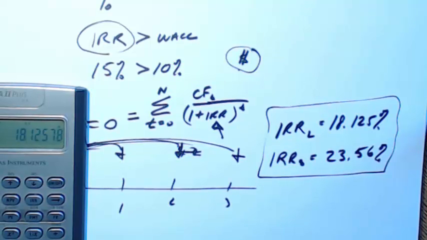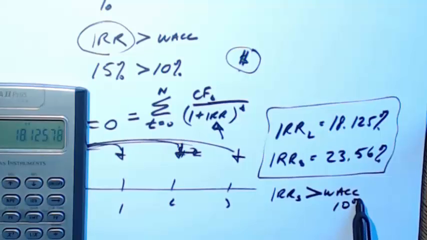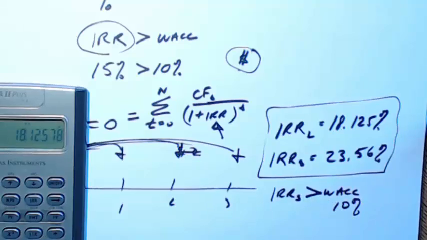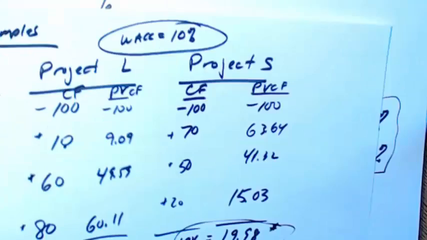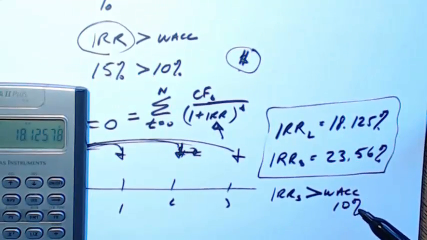Well, if these were mutually exclusive, it was either one or the other, we would accept the Project S because it has a higher internal rate of return. It generates a higher rate of return. And not only that, but the IRR for Project S is greater than the weighted average cost of capital of 10%. So if they were mutually exclusive, we'd pick S, just like we did with net present value. So you see, net present value is the winner here. It wins in terms of the rule for internal rate of return. It has a higher internal rate of return.